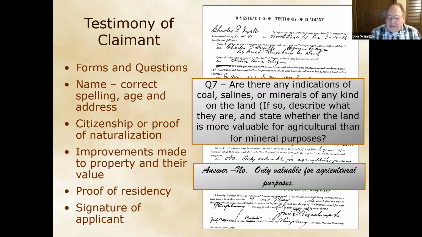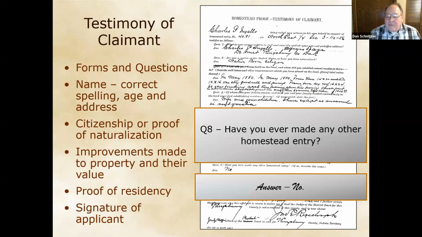And again, here I think what they're looking for is just to prove that the land doesn't have any economic value that would prevent them from giving the land patent to someone. So they're asking about minerals and coal, saline minerals and things, and only value is for agricultural purposes. And have you ever made entry on any other homestead?